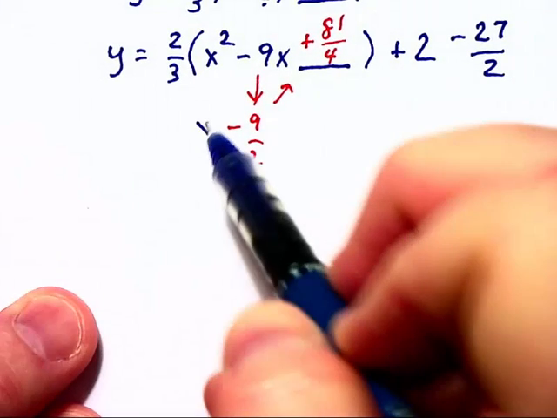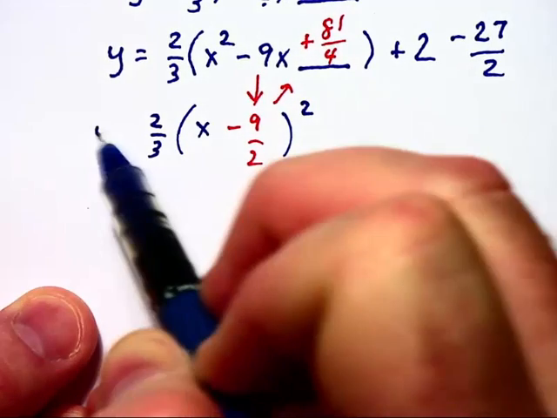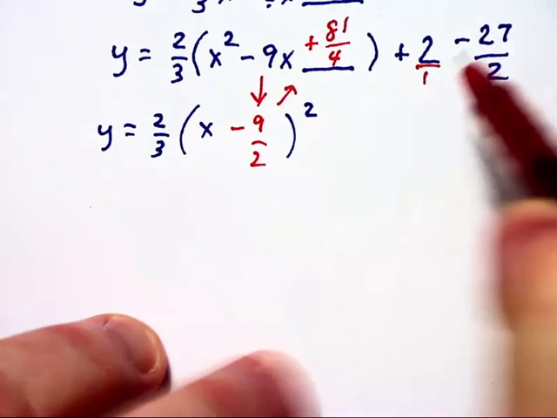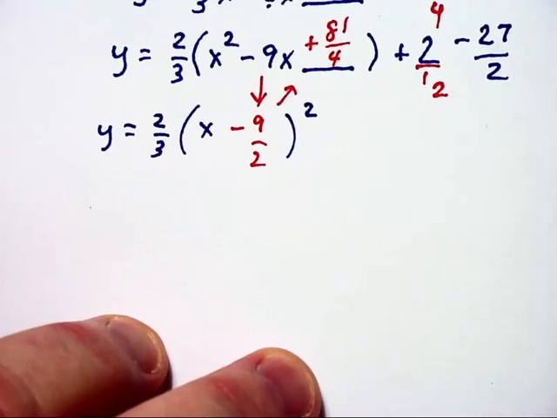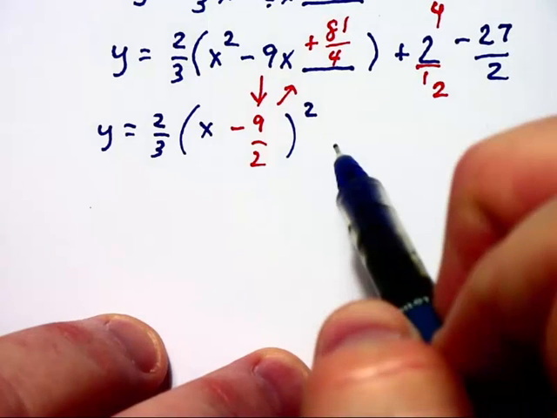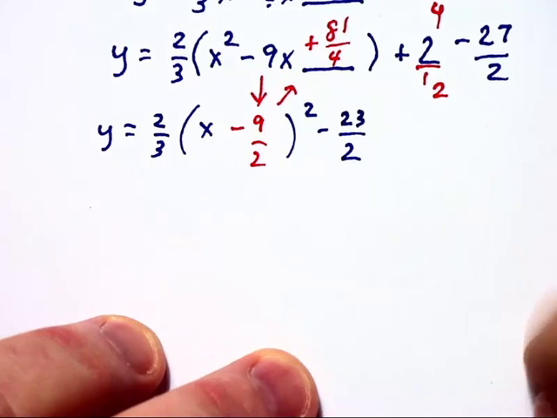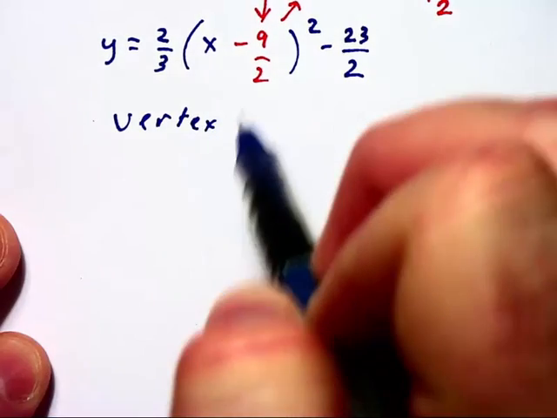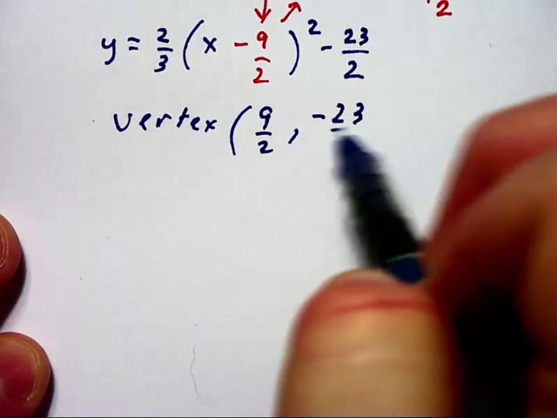Then we will complete the square. Let's put our x in, our parentheses, our quantity squared, our 2/3 out front, our y equals. Then this whole number 2, which is a 2/1, can be thought of as 4/2, so that we have a common denominator. And 4 minus 27 makes negative 23, so we've got negative 23/2. Now it's in completed square form, and we can identify the vertex to be positive 9/2, comma, negative 23/2.